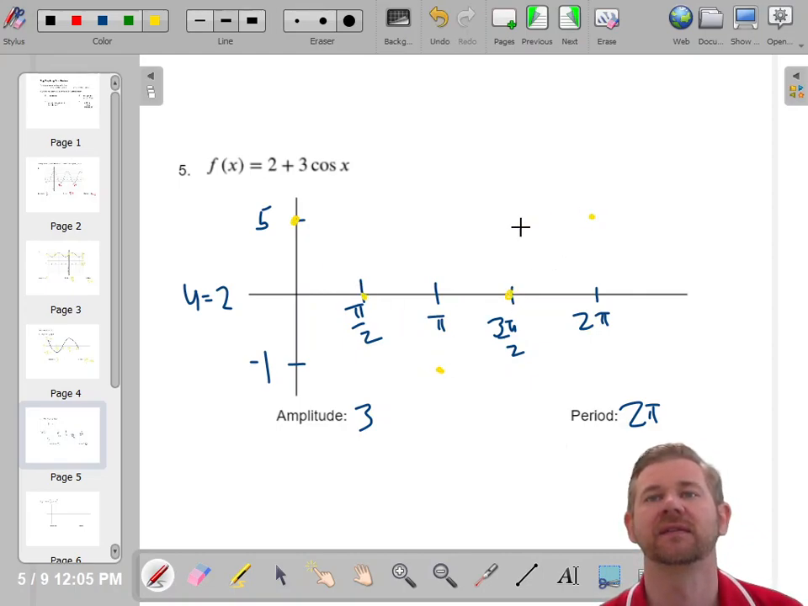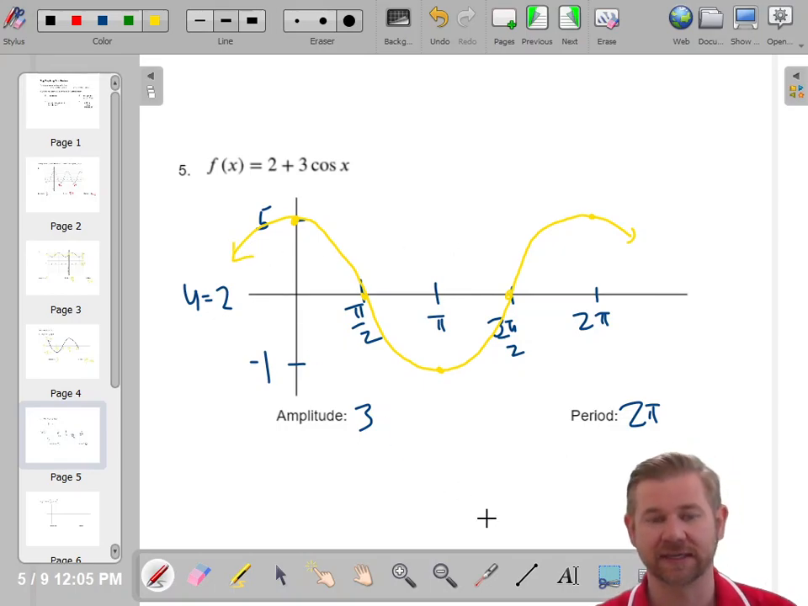So it looks like this. And you want to make sure that you're drawing it so it looks like it's turning around. That way it looks nice and pretty. It looks like that, okay? So now I've graphed it. I'm going to see how I did in Desmos.